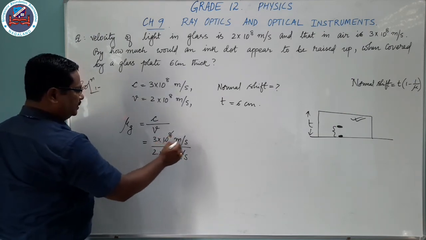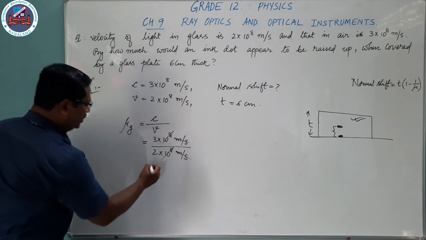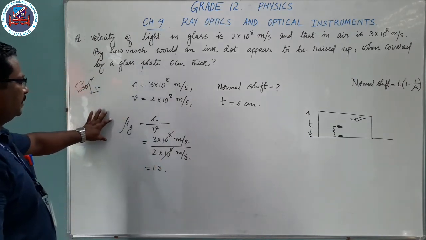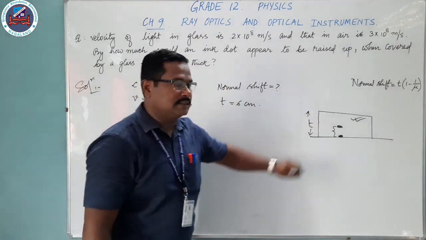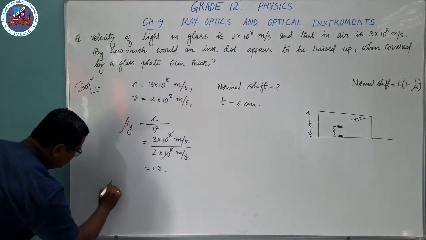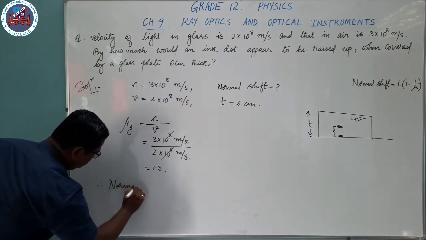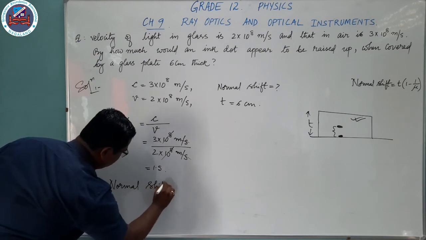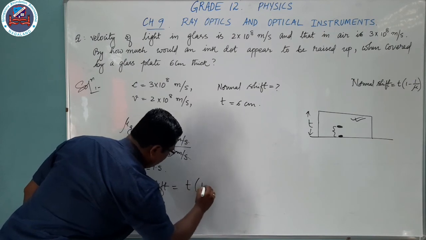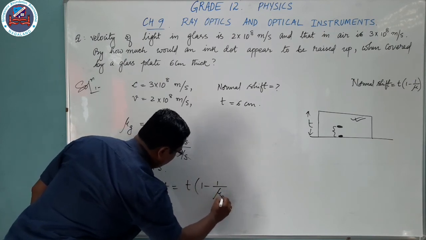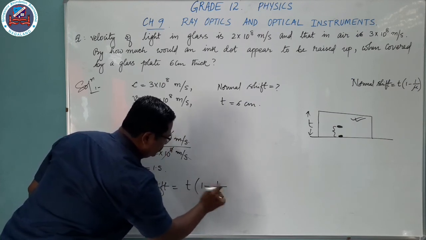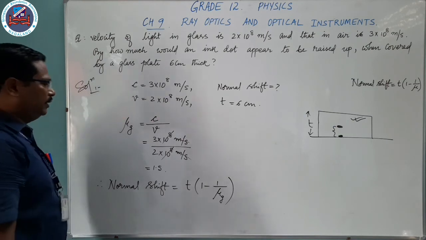So these two will get cancelled, units also will get cancelled. 3 by 2 is 1.5. Like this, first we try to find the refractive index of the glass. After finding this, then you use the formula. Therefore, normal shift is equal to the thickness of the glass multiplied by 1 minus 1 by refractive index of glass, with respect to air. You can write that also if you want to; it's up to you. Now put the values.